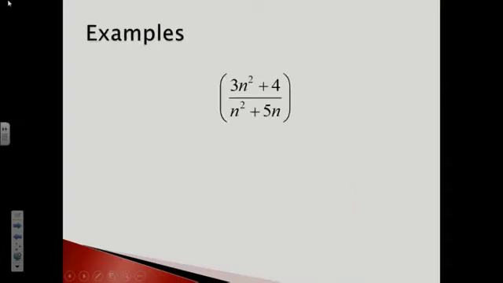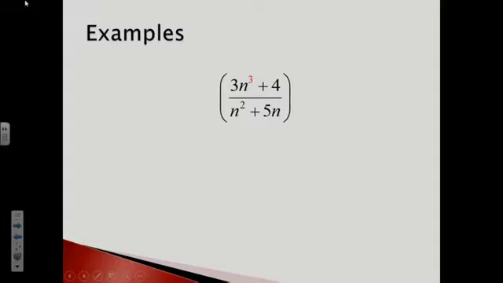For example, find the limit of (3n squared plus 4) divided by (n squared plus 5n) when n tends to infinity. The numerator and the denominator are both polynomials of order 2. The ratio of the highest orders is 3, so the limit is 3.